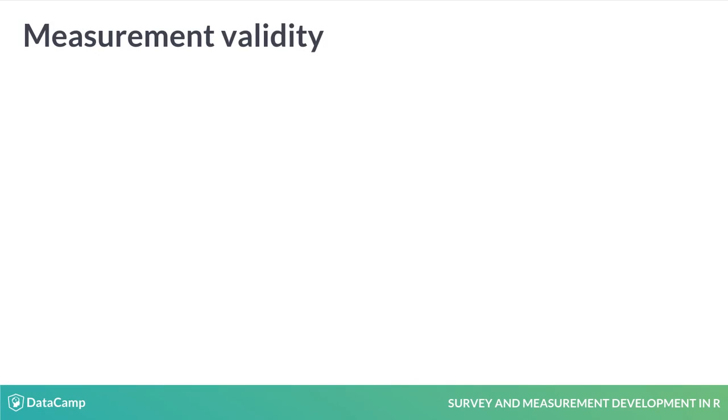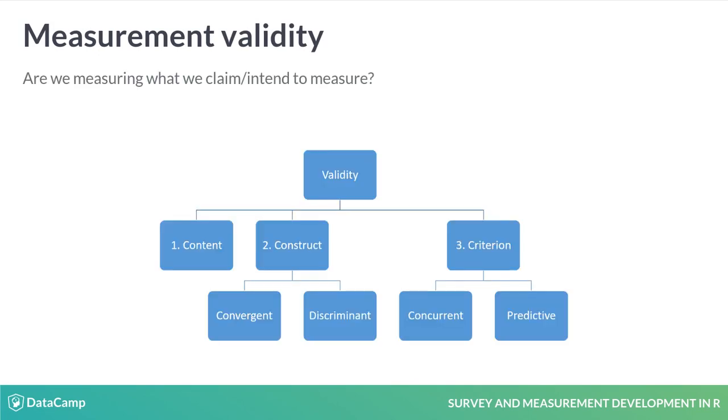Now for validity. Are we measuring what we claim to measure? Just as with reliability, there are several types of validity. Here we have the so-called 3 C's of validity. Again, we already measured the first, content. We'll cover the others later in the course.